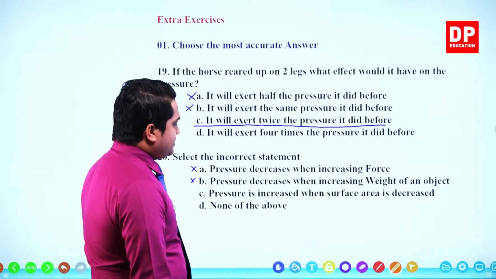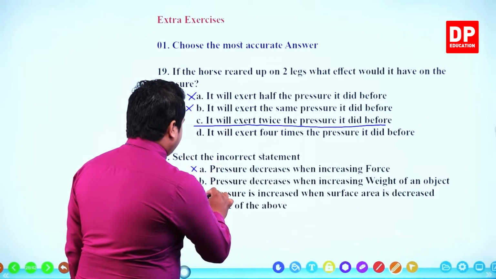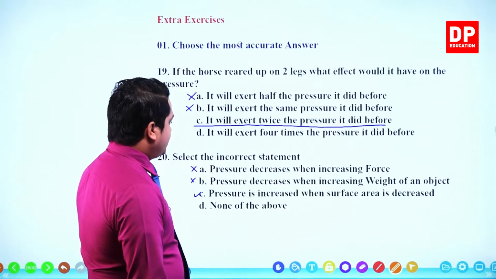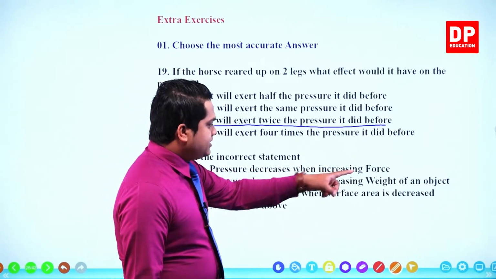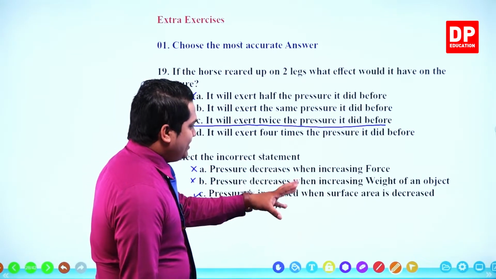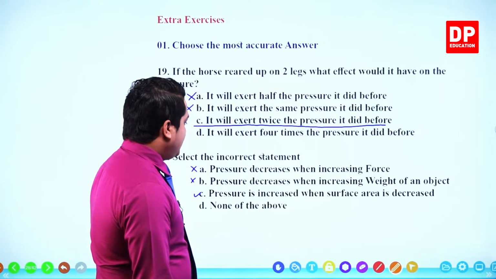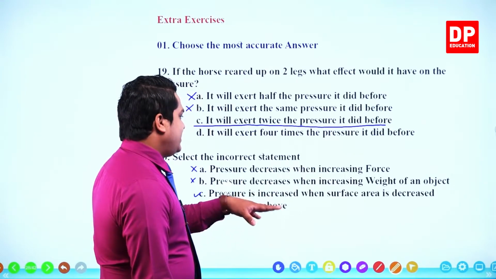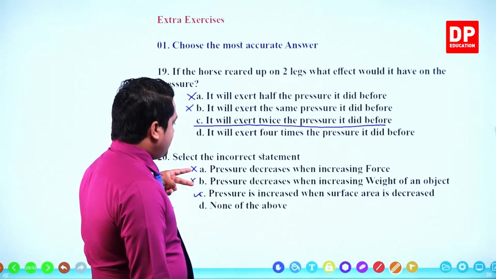Pressure is increased when surface area is decreased. That is correct. So, pressure decreases when increasing force. That is absolutely incorrect. Pressure decreases when increasing weight of an object, right? That is also incorrect. Pressure increases when increasing weight of an object. So, there are 2 answers which are incorrect.